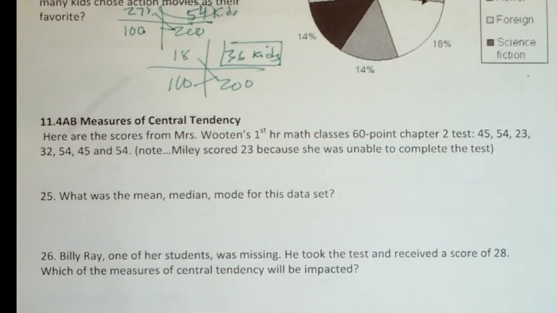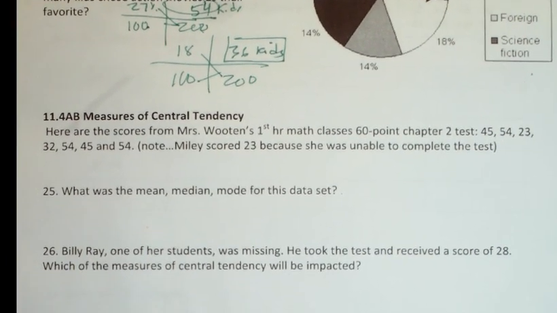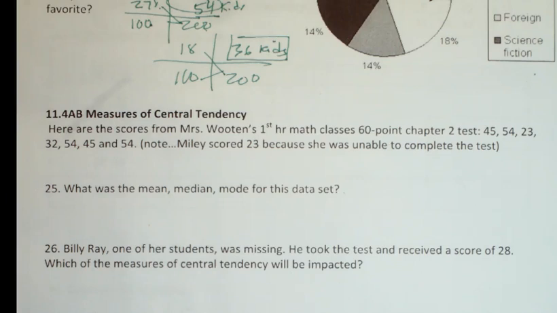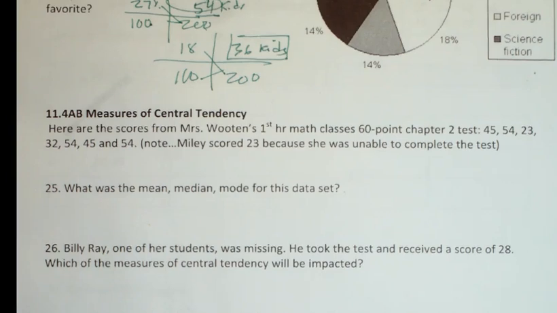Measures of central tendency. Here are the scores in Mrs. Wooten's first hour math class, 60-point chapter 2 test. There are the data. Note, Miley scored 23 because she was unable to complete the test. It's a pretty low score. Makes sense. What was the mean, median, and mode for this data?